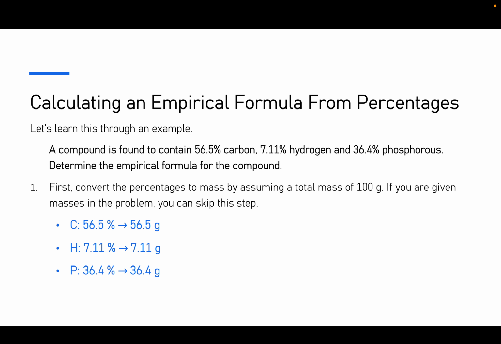So here's our example. We have a compound that's found to contain 56.5% carbon, 7.11% hydrogen, and 36.4% phosphorus. And we're going to use that mass percent to determine the empirical formula for the compound. So the first thing we need to do if we're given percentages for this kind of problem is to turn them into masses. We need masses. And the easiest way to do this with nice, happy numbers is to assume a total mass of 100. That way you can just switch the units and now you have masses, as you can see I've done here.